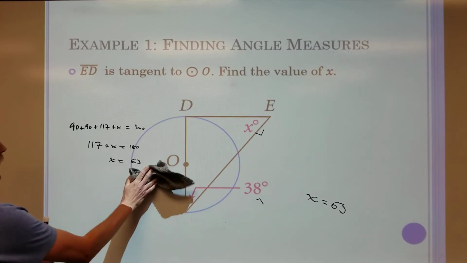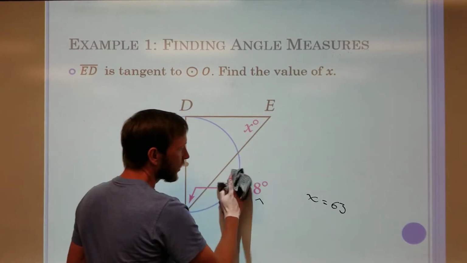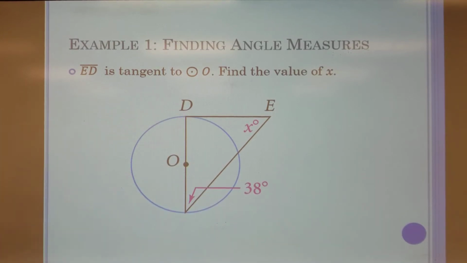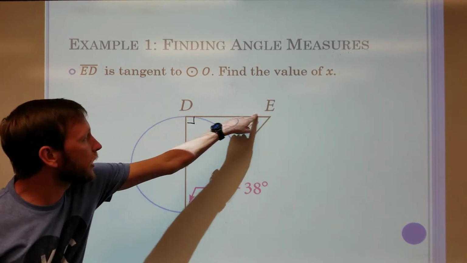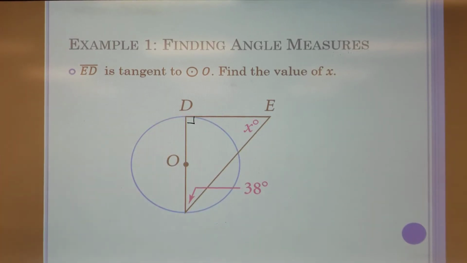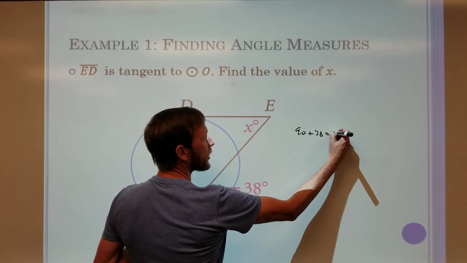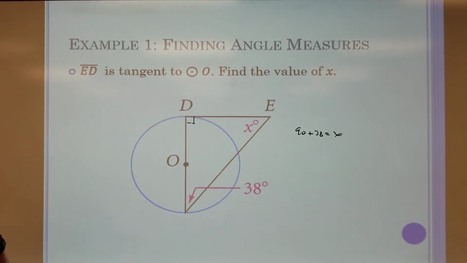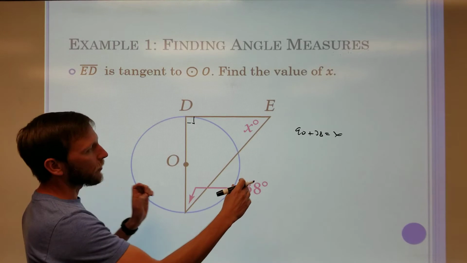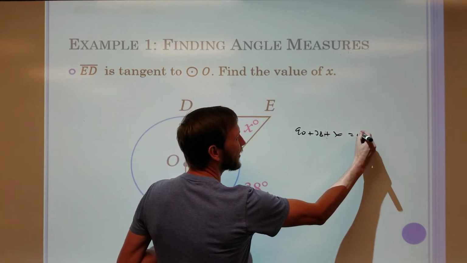Here's another situation in which segment ED is tangent to circle O at point D, obviously, which means that there's a right angle in this triangle. There's a right angle. This angle is 38 degrees. And so we can do a little triangle angle sum theorem to find out the measure of the angle at E. All right? And so what we're going to find out here is that 90 and 38 plus x equals 180 would be our equation.